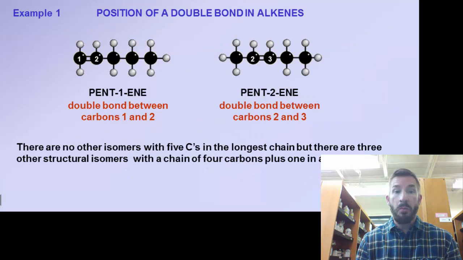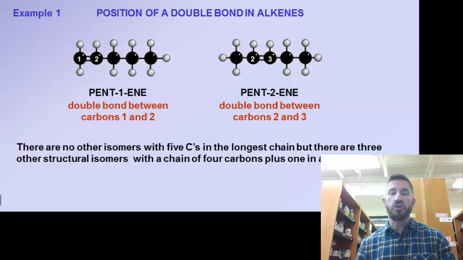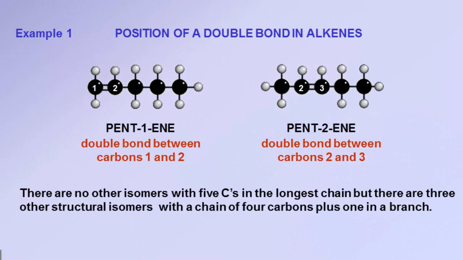So there are also positional isomers, and this is when you move a functional group around on a molecule. For example, if you look at a double bond. If you have a chain, remember pent is 5 carbons. So here we have a 5-carbon chain, and we have the double bond between 1 and 2. So this is called pent-1-ene. But the double bond could also be between 2 and 3. So this is pent-2-ene. That would be an example of positional isomers.